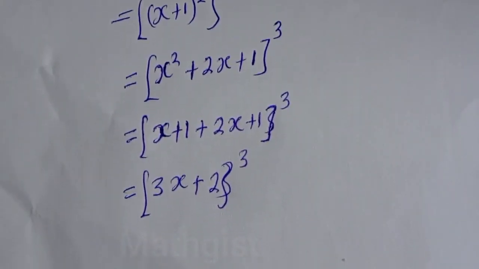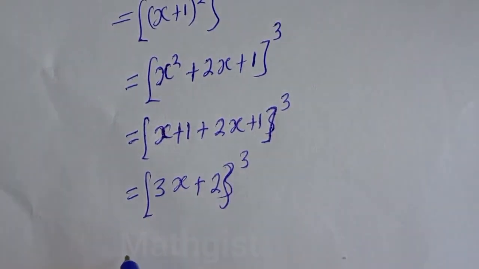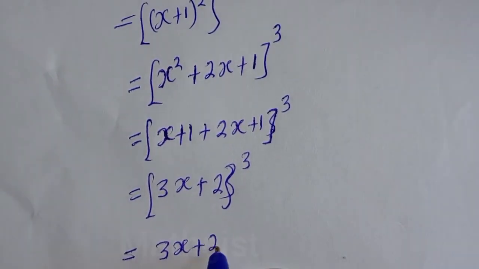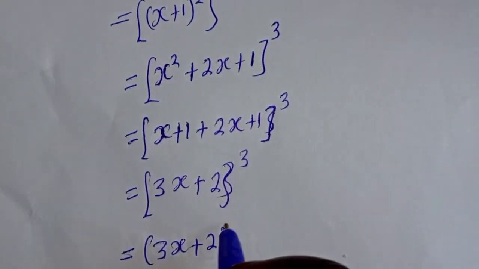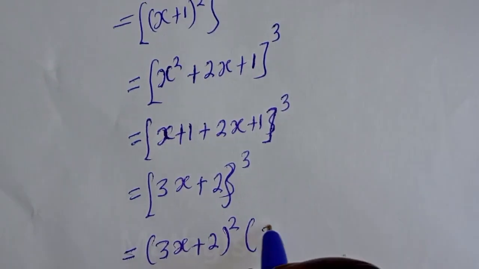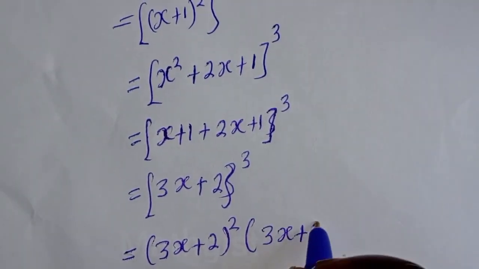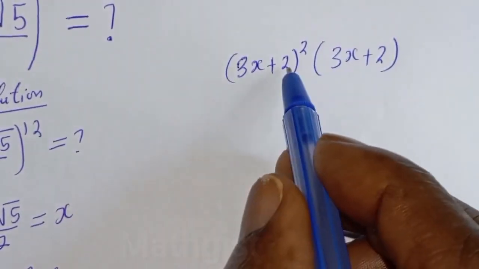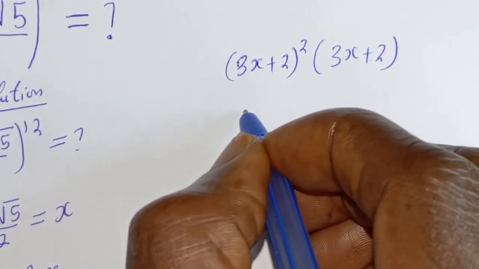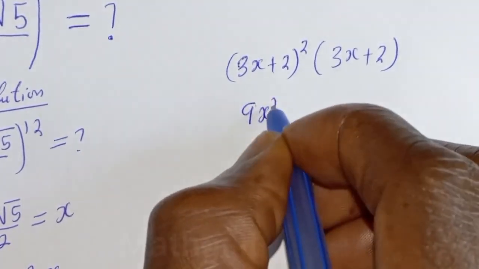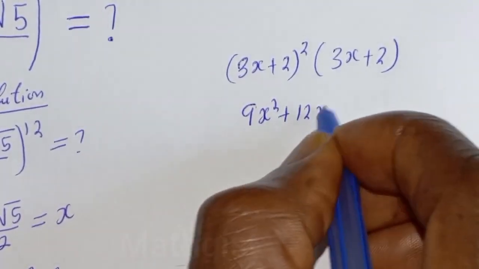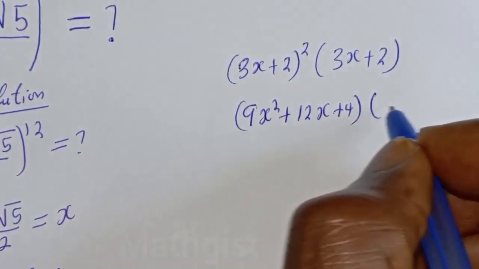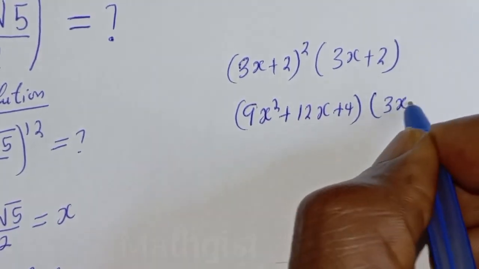Then 3x plus 2 to the power of 3 can be written as 3x plus 2 squared multiplied by 3x plus 2. Then 3x plus 2 all squared can be written as 9x squared plus 12x plus 4, multiplied by 3x plus 2.